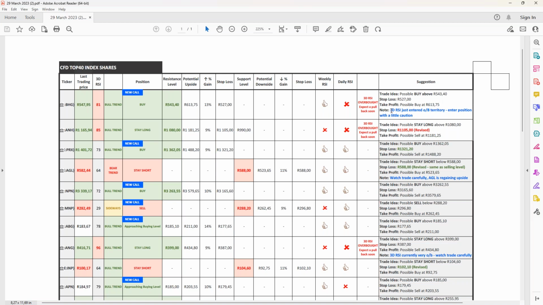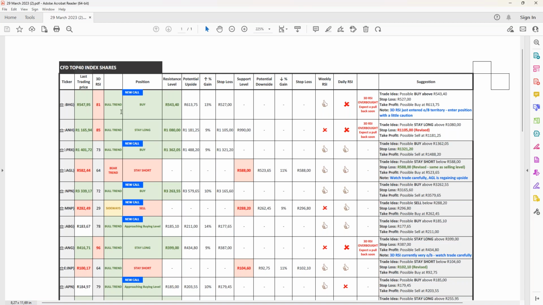Okay, so this note, for instance, says 3-day RSI just entered overbought territory, enter position with a little caution. All right, so if we give you notes like this, it would be wise to follow exactly what the note says.